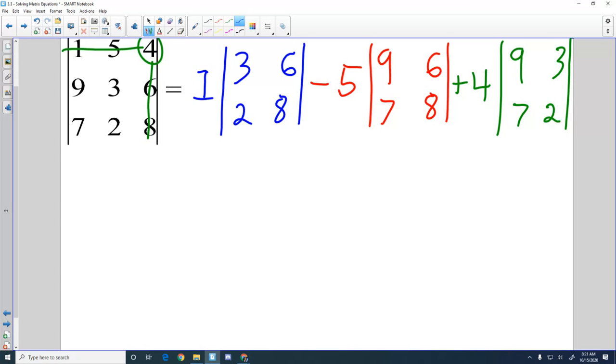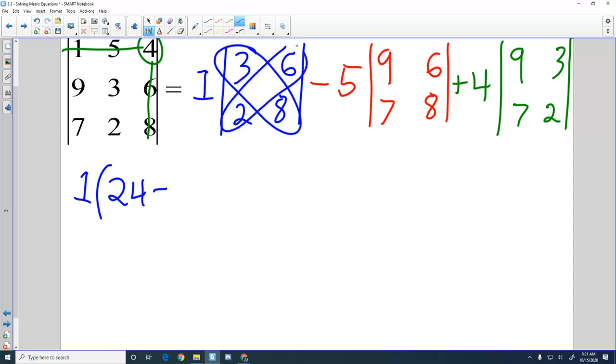All right, so this first piece says take 1 times the determinant. So that determinant, we take 3 times 8, which is 24. So I'm going to write 24. And look how I'm doing this. I'm keeping the number out in front, then putting a parentheses for the determinant, because I had to calculate the determinant first before I multiply. Minus the other diagonal, which is 2 times 6, that gives me 12. And again, we'll subtract those in the next step.